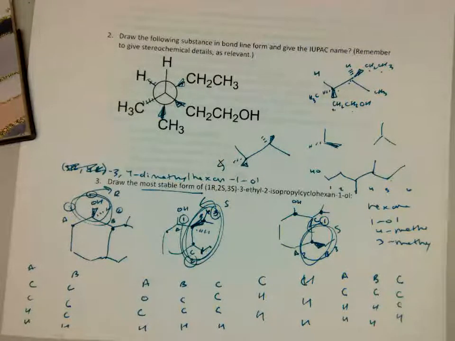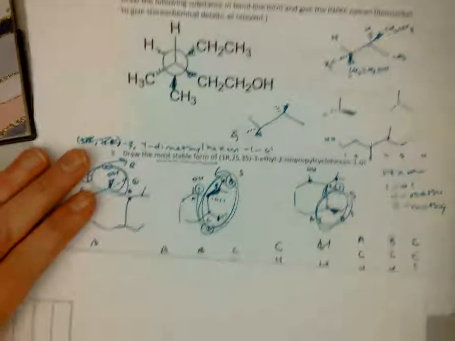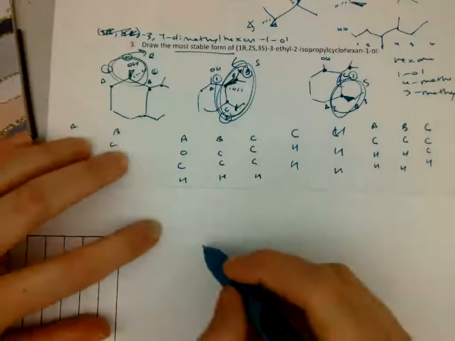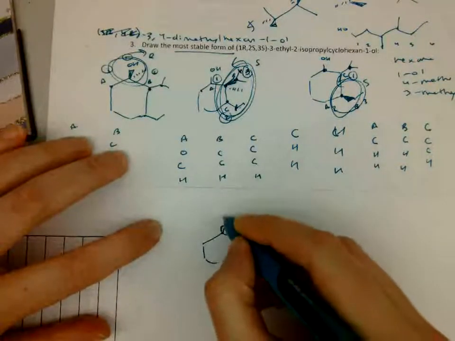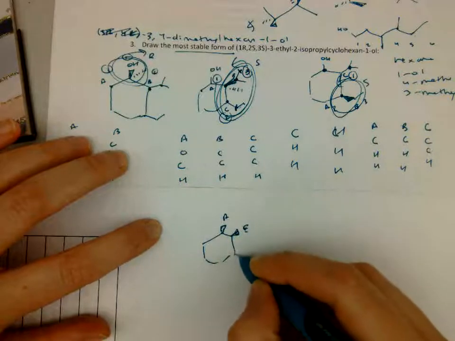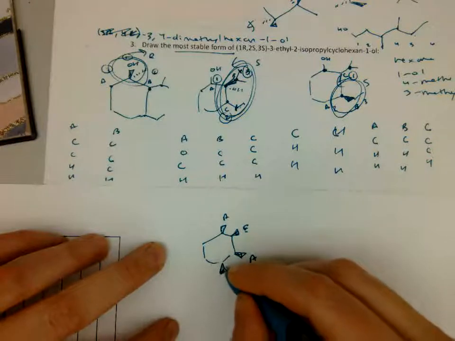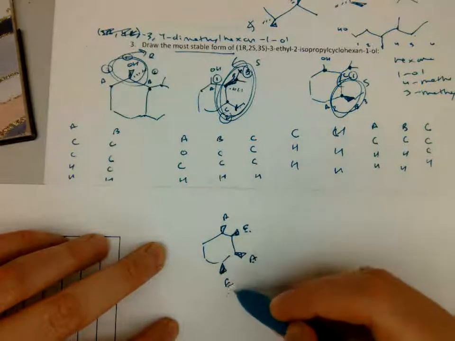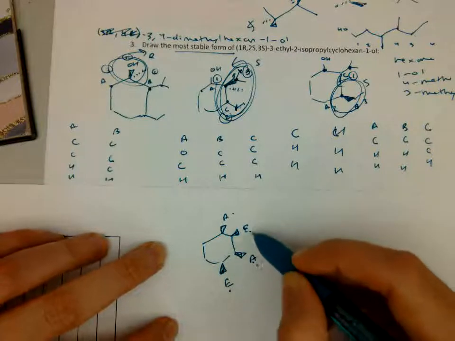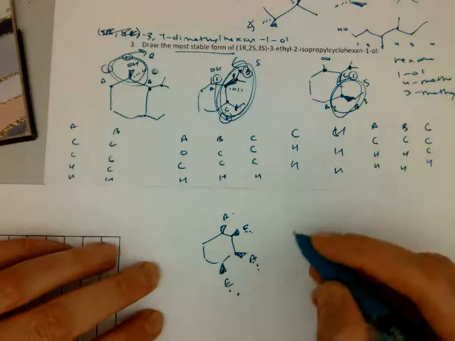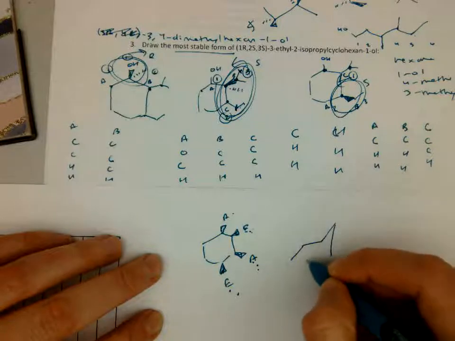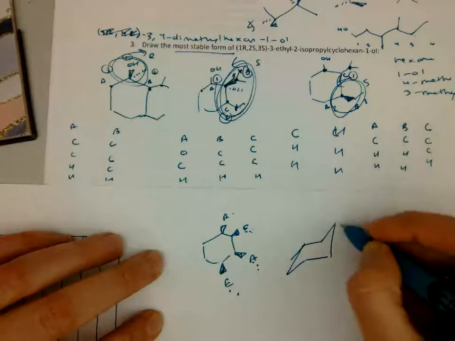So if all 3 of these are wedges, hang on, let me grab an extra blank sheet of paper because I'm running out of space. If all 3 of these are wedges, then they're going to alternate: axial, equatorial, axial, equatorial. So it can be equatorial, axial, equatorial, or axial, equatorial, axial. I'm going to pick equatorial, axial, equatorial because then they would be the most stable conformation.